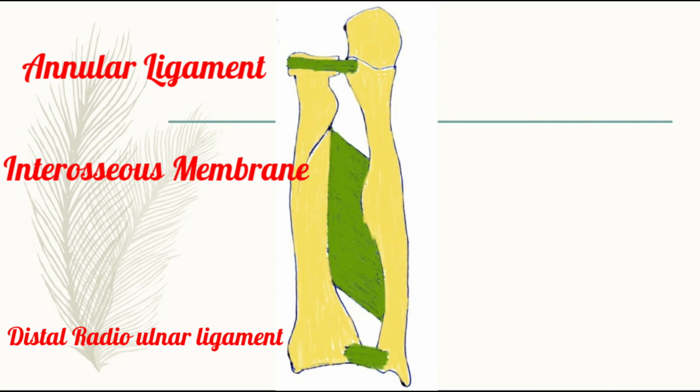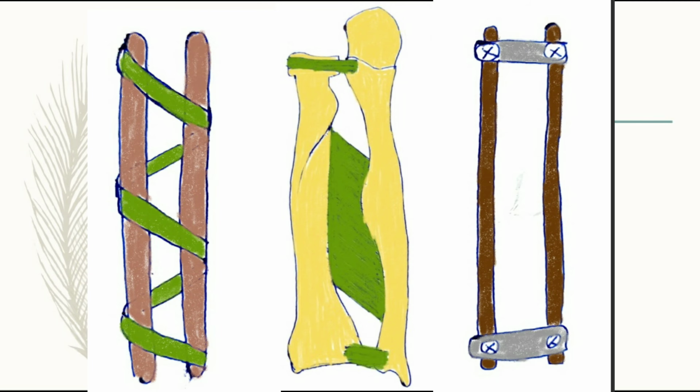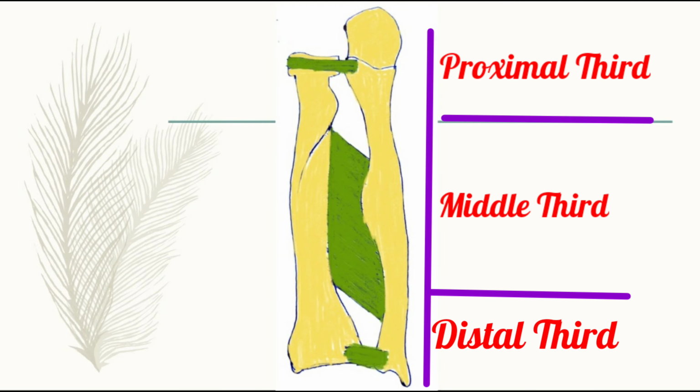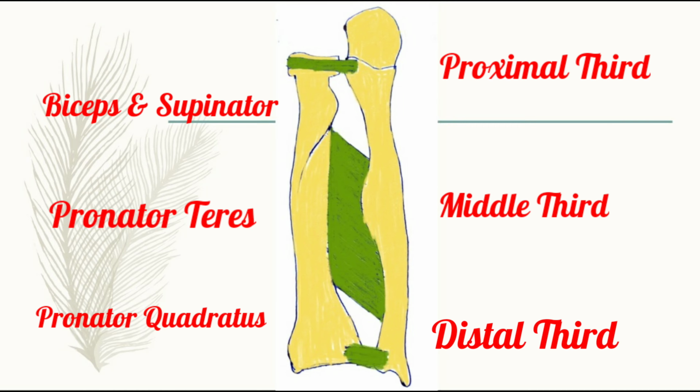This gives the forearm bones a unique relationship with each other, and that can be compared to a bundle of sticks and a linked parallelogram. Now the two bones can be divided into proximal third, middle third and distal third depending upon the location. We have the deforming muscles, biceps and supinator on the proximal third, pronator teres in the middle third and pronator quadratus in the distal third.